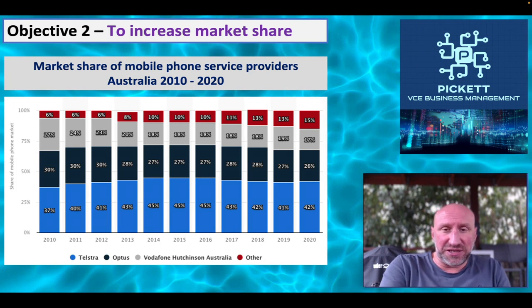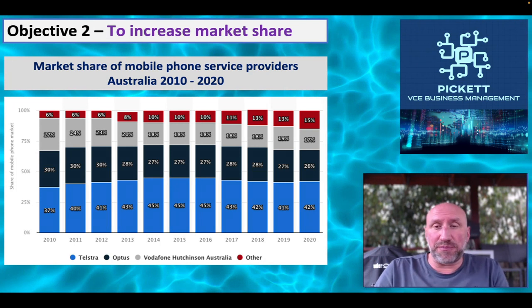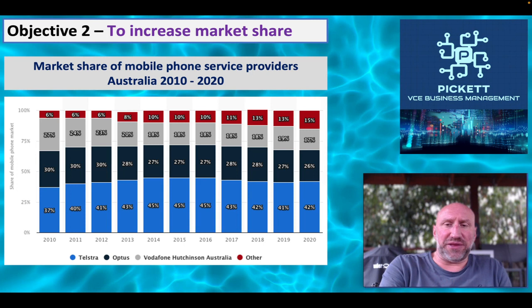And again, this is showing over a 10-year period. So again, I emphasize businesses are looking at their trends over periods of time. So you can see that Telstra, 2010, 37%. It kind of grew. 2014 was 45, and then it's kind of come back a little bit again, 42. And that actually makes sense if you think about it. That top band there, other.